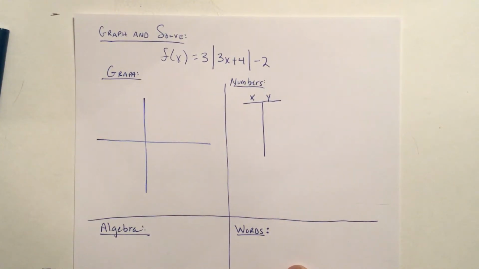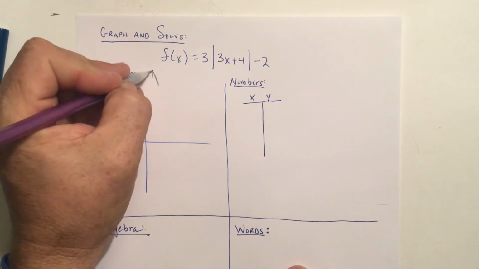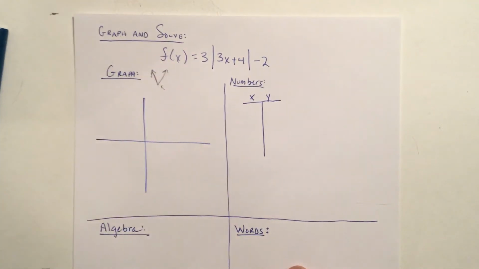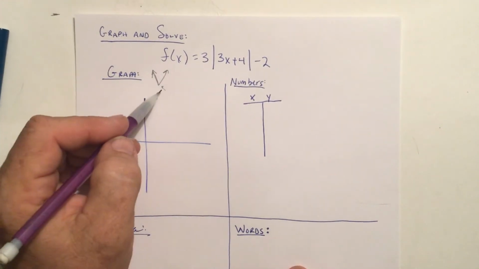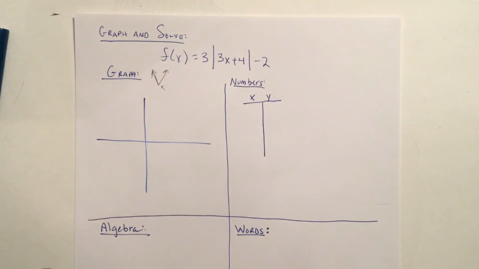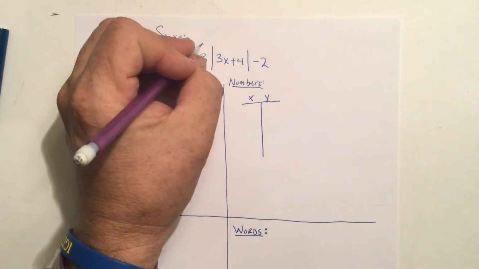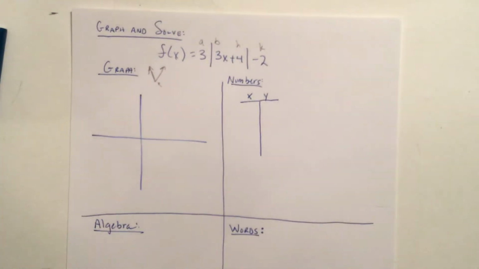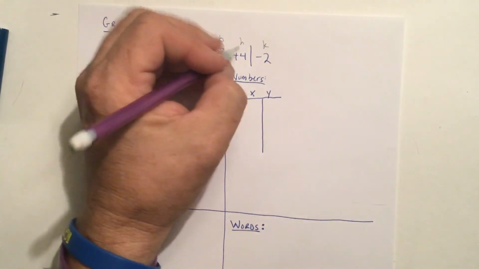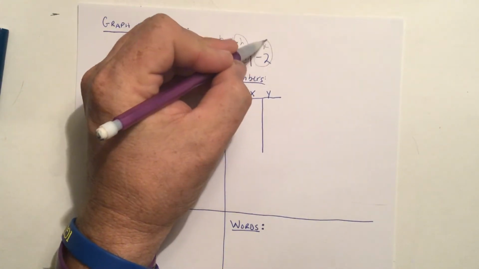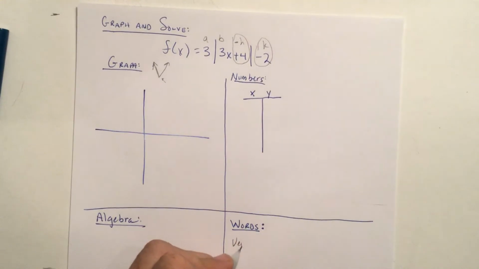If I think of what this thing looks like, I know the graph is going to be a V shape somewhere. That means I have a vertex right there. If I have a vertex, I want to find it as quickly as possible. So I look at this and I say, okay, here's my A, here's my B, here's my H, and here's my K. Well, I know that the vertex is H and K.